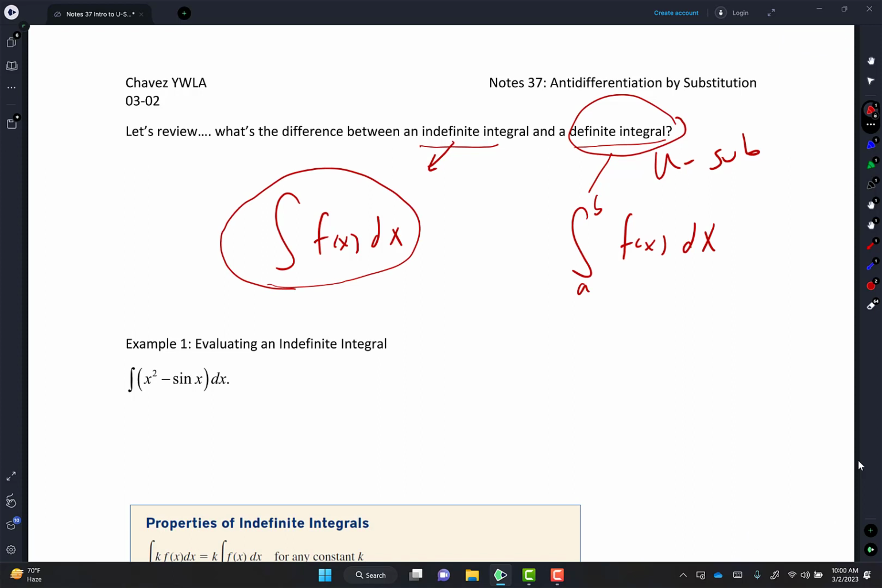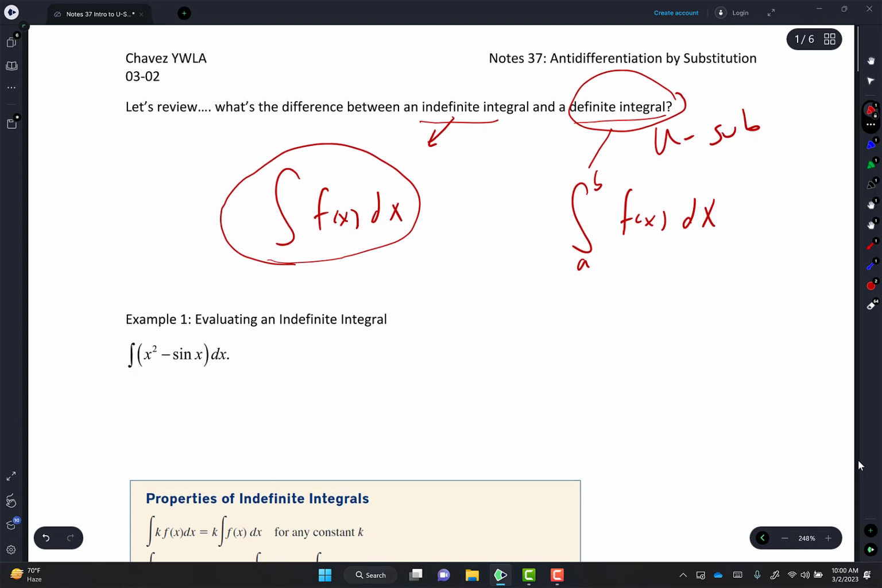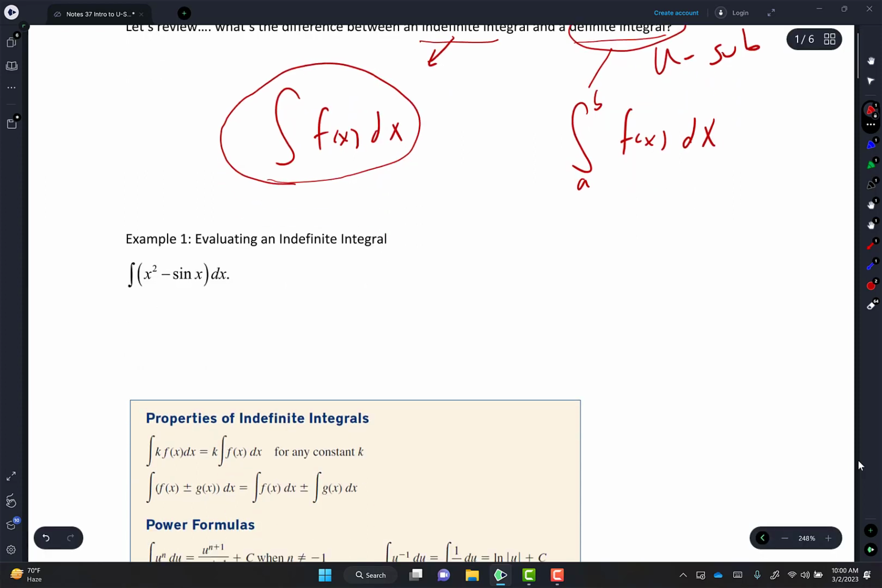Simple, right? Okay. Wait, what? You put the plus c? Whenever we're doing the indefinite. Yeah, like you'll see, look. You do the antiderivative plus c. Yes, because there's no limits.